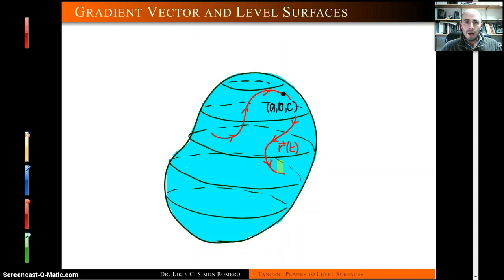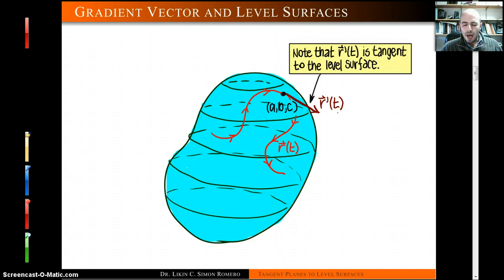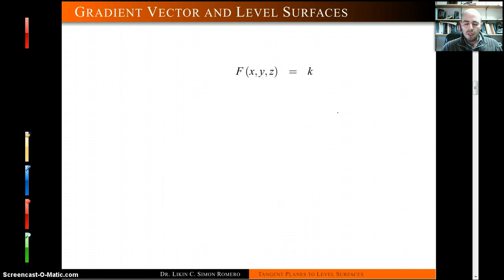Since this curve is in 3 dimensions, we're going to have 3 components. We're going to see how the derivative of the vector function is actually going to be a tangent vector. And this tangent vector is going to be tangent to the level surface, and we're going to see how the gradient vector interacts with this tangent vector. Notice that this is an arbitrary tangent vector, so it's going to be the same for any tangent vector that you have on the surface.